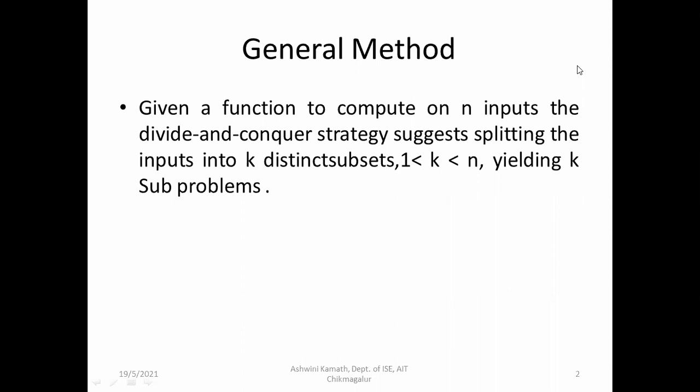For example, if I have 10 input values, I'll divide them into subsets of 2, so k is equal to 5. In each subset I have 2 elements, so we have 5 subsets. It is just an example I'm telling. So here what is happening in divide and conquer? We are going to divide the input into k different subsets.